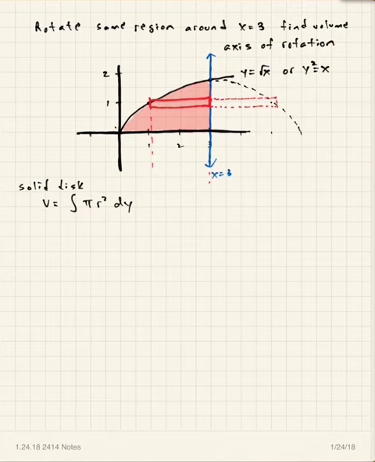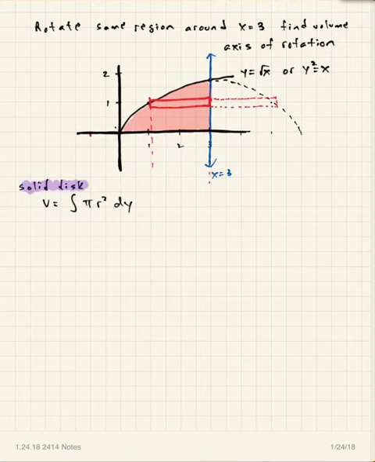So notice I have a cross-section drawn out. And notice that the rectangle that we've got drawn in that region does go all the way to the axis of rotation. So this is not a washer. This is just a solid disk. I've already got the words solid disk written there. So this is just a solid disk in our problem, right?